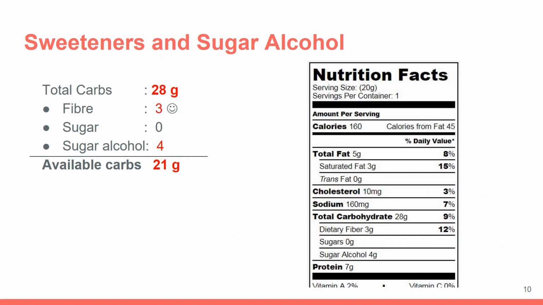Now let's look at another example. If you are counting carbs and you are finding sugar alcohols in the nutrition facts table, you need to subtract the sugar alcohol from the total amount to get the net carbs available. In this label, as discussed earlier, this product contains sugar alcohols as well as fiber, and it is important to subtract both from the total carbohydrate. So the available carbs in this package is 21 grams. Also a note about sugar alcohols: possible side effects are gas, bloating, or diarrhea if consumed in excessive amounts.